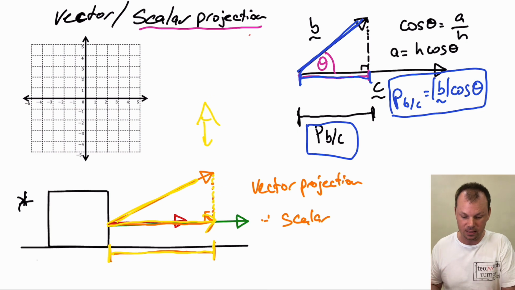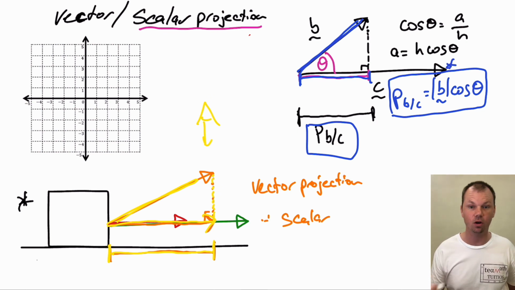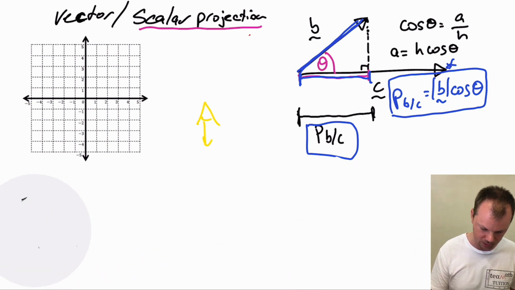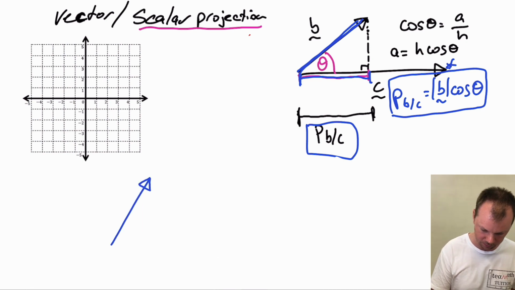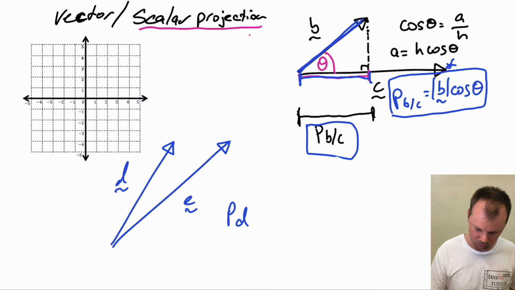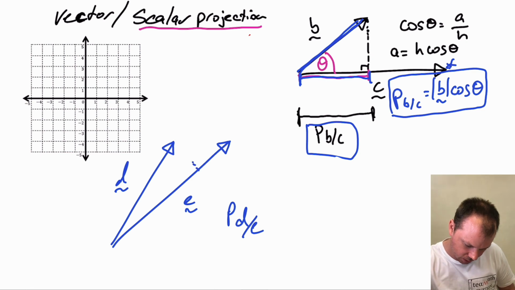Now, for these things, one vector does not need to be horizontal. You could have something that looks a little bit different. Let me do some erasing for some space. So if I had two vectors that look like this, let's call these some different vectors, this can be D and this can be E. If I was looking for the projection of D on E, then all I'm doing is drawing a dotted line that's at right angles.